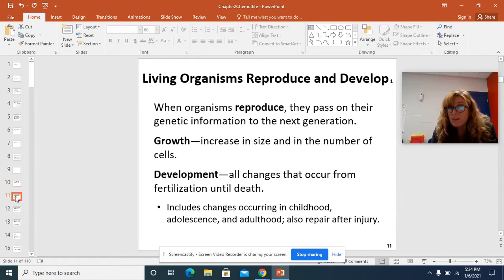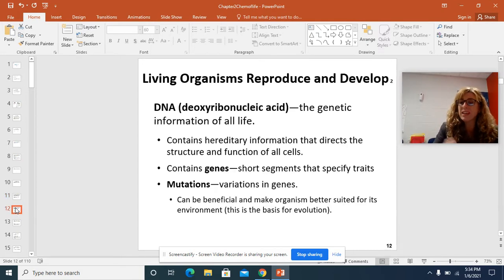To be considered living, you have to reproduce and develop. When you reproduce, you pass on your DNA and your genetic composition. And we grow and we develop. Growth is getting bigger; development is changing. We go from an infant to a toddler to a child, adolescent, and so on. The only way that you can reproduce and develop is if you have DNA, which is the genetic information of all life. In Unit 1, we will talk about how DNA works in our body. It contains all of our heredity information, and we'll get really deeply into that later on.